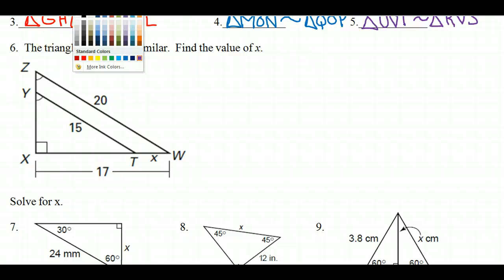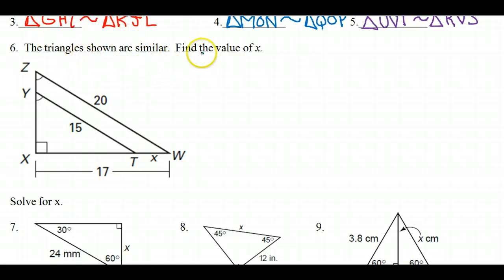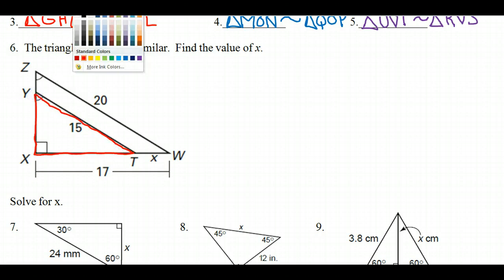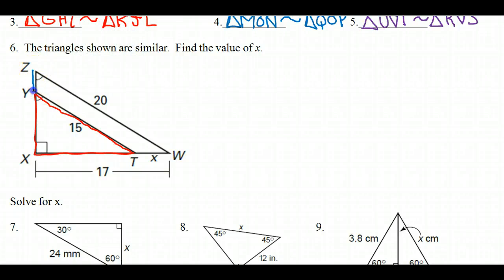For number 6, we are told that the triangles are definitely similar, so we just need to find the value of x. Okay. So please understand that we're talking about the smaller triangle and the bigger triangle. So let's look at the smaller triangle. Is this triangle, of course. Then compare that to the bigger triangle, which is going like this. Okay, so we're looking at the small triangle and the big triangle.